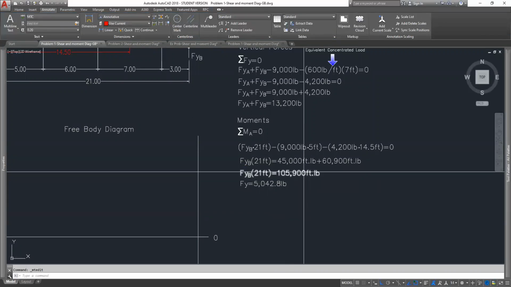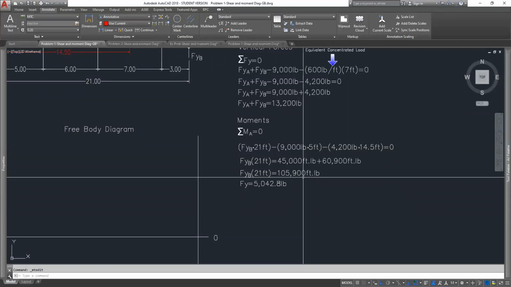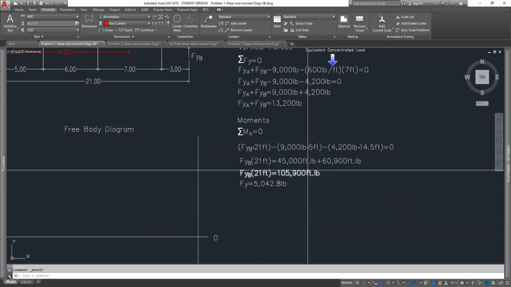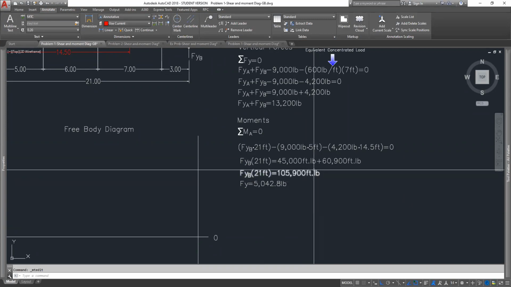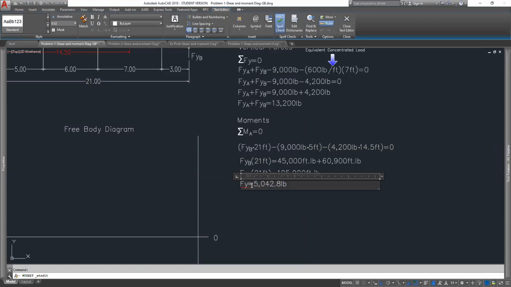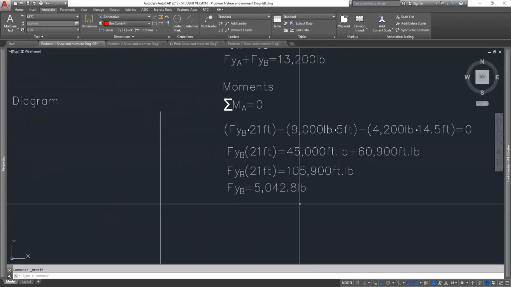I got rid of the foot-pounds, right? Because here it was 105,900 foot-pounds, and I divided by 21 feet. So the feet in the denominator and numerator canceled each other out, which left me with a pound force. So Fy at B is equal to 5,042.8 pounds.